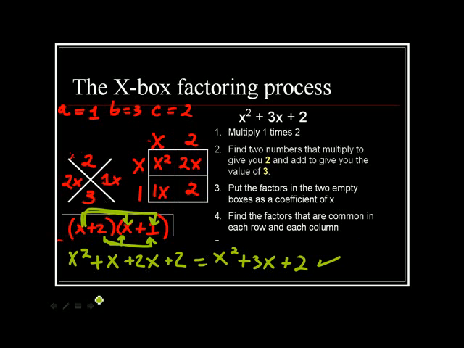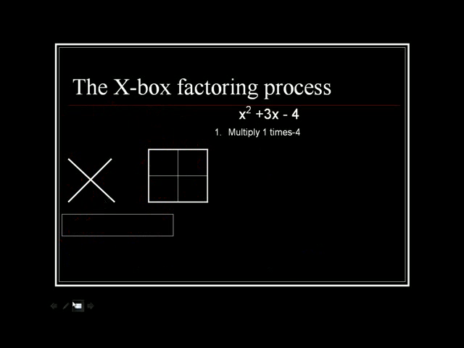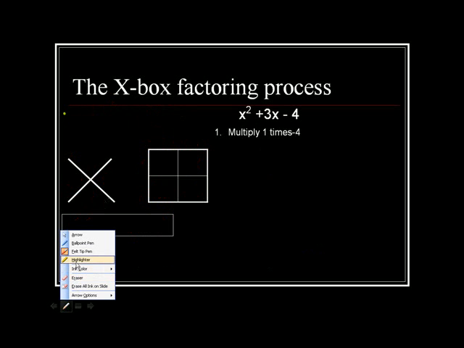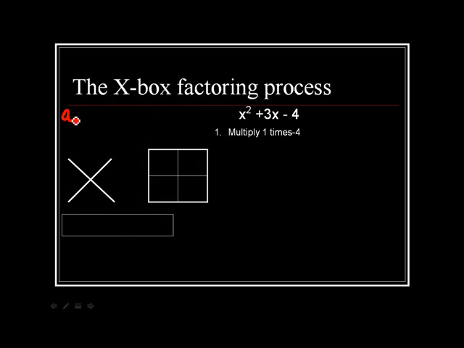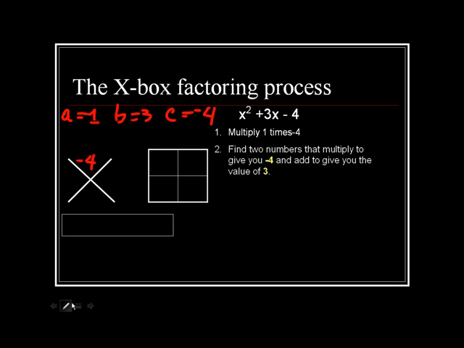Let's try another one. We're factoring x squared plus 3x minus 4. In this case, let's go back to our red. A is equal to 1. B again is equal to 3, and C is equal to negative 4. So we're going to multiply 1 times the negative 4, we get a negative 4. We find two numbers that multiply to give you negative 4 and add to give you 3.